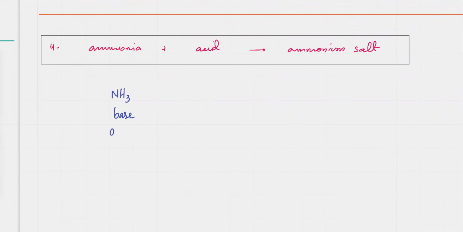So it would accept H plus 1 ions. You react it with an acid, let's say HCl. So what's going to happen is the HCl is going to donate the H to ammonia, and it would form ammonium ion, NH4 plus 1. And whatever is left of the acid would be Cl minus 1. So the end result would be ammonium chloride.